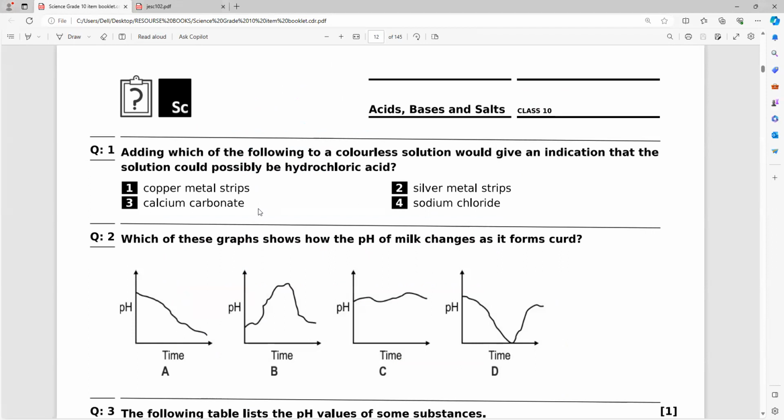See, adding which of the following to a colorless solution would give an indication that the solution could possibly be hydrochloric acid. So start reacting with that. What will happen? HCl reacts with copper metal, calcium carbonate, silver metal, sodium chloride. So what else will happen, everyone? So you can see what the reaction is.